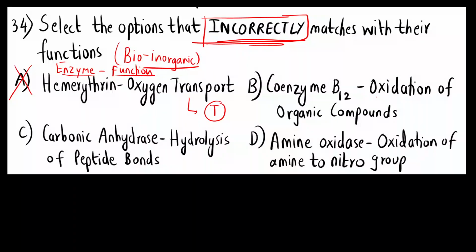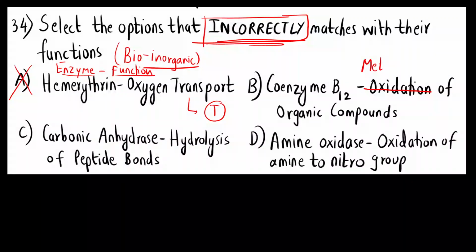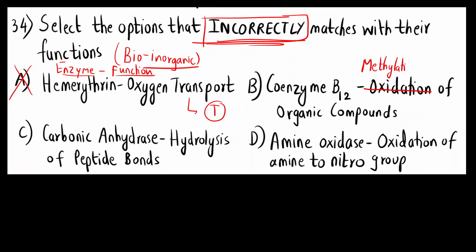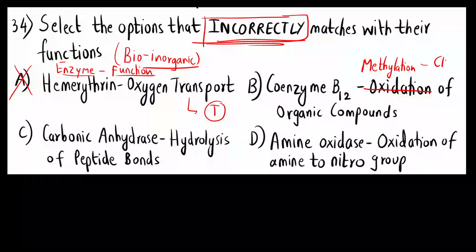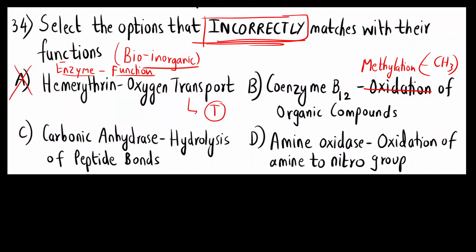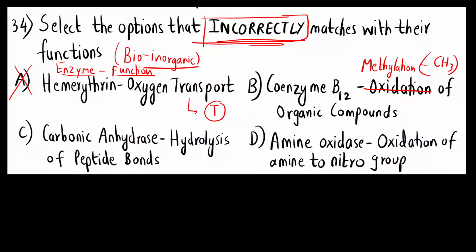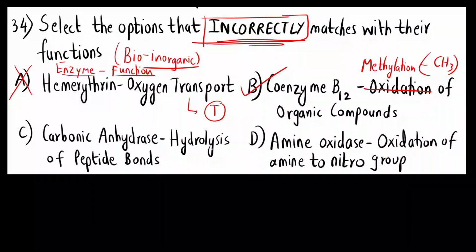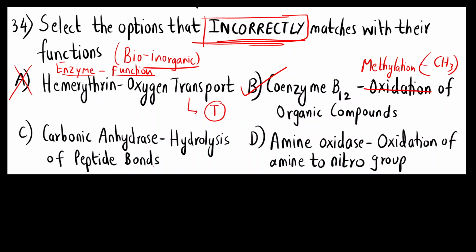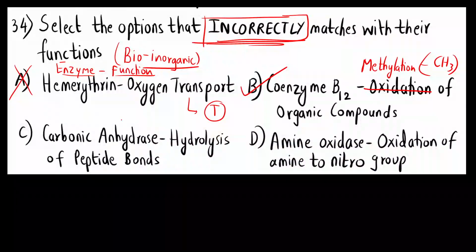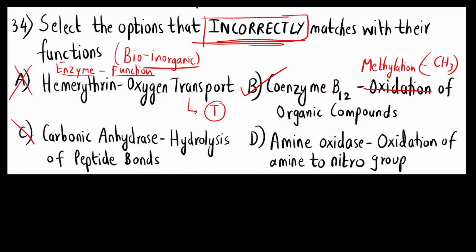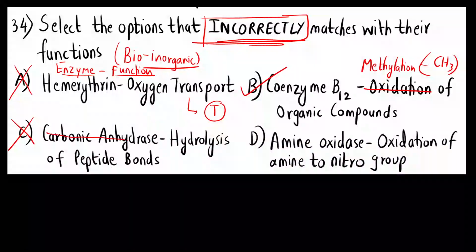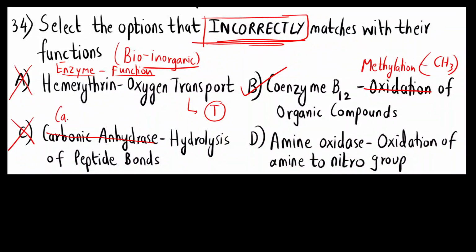Coenzyme B12 is used for oxidation? No, it is not used for oxidation. It is used for methylation. What is the meaning of methylation? Addition of a CH3 group is called methylation. So this is incorrect, so B is a correct option. Carbonic anhydrase is used for hydrolysis of peptide bonds. This is not the true answer. What is used for hydrolysis of peptide bonds? It is called carboxypeptidase.